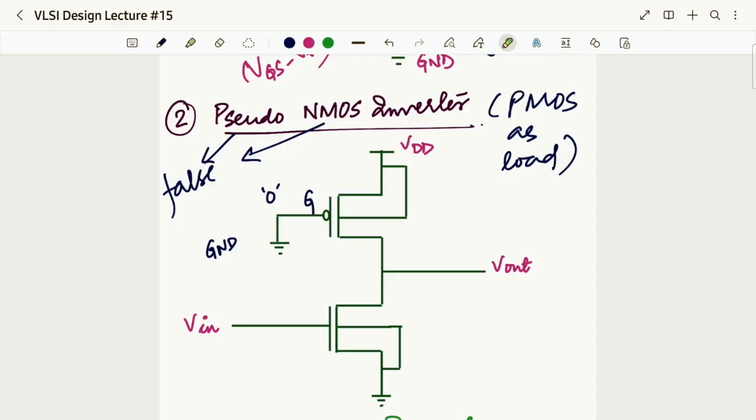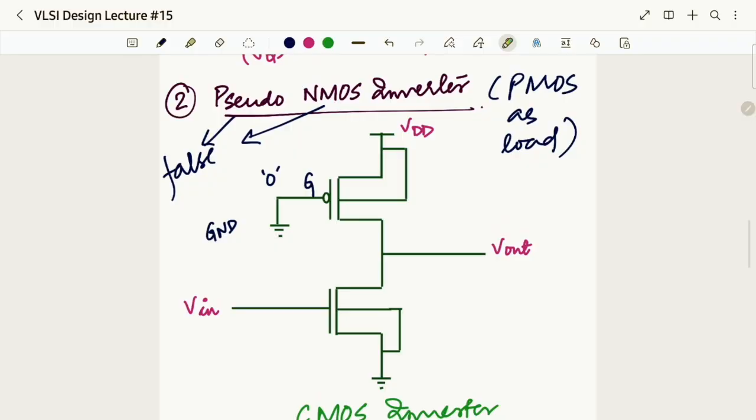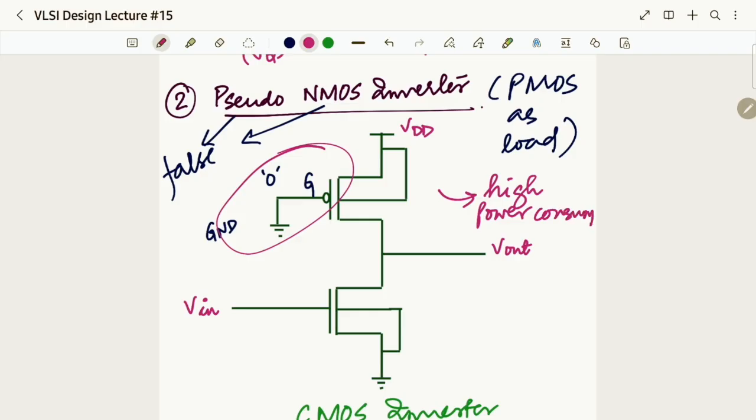So what was the problem of this design then? Why did we move from this design to our CMOS inverter circuit? It looks the same, right? PMOS on the top, NMOS at the bottom, isn't it? Why did we move along from this? Because the moment we give a constant zero logic to the input of our PMOS, it will cause high power consumption.